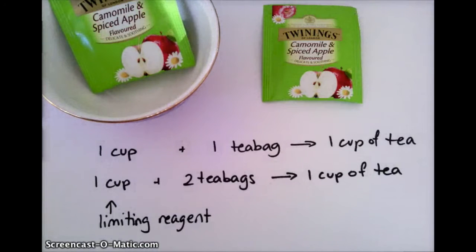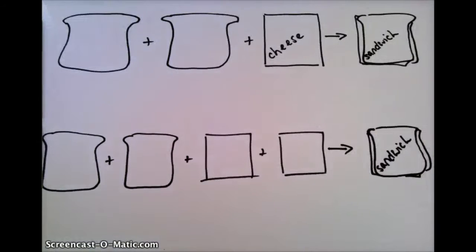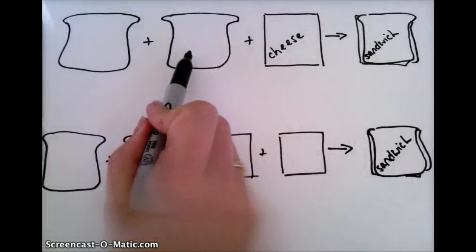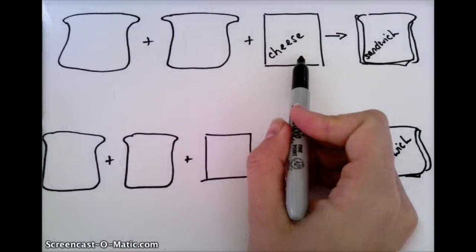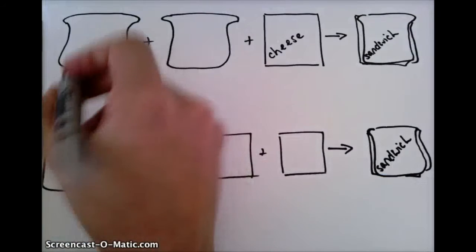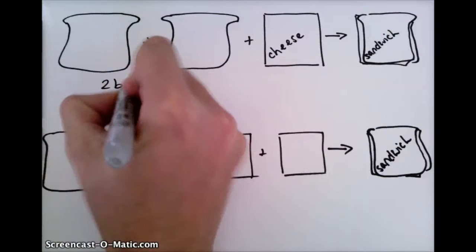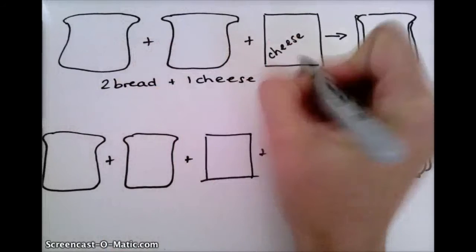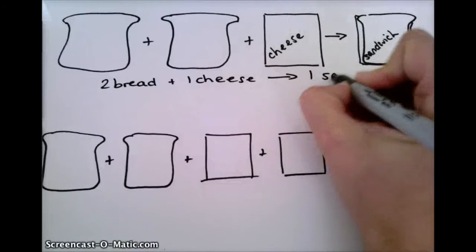So let's look at another example. In this example, I have got bread and cheese. I've got 2 pieces of bread, 1 slice of cheese, and that makes 1 sandwich. So to write a chemical equation for this, I've got 2 slices of bread and 1 slice of cheese, and that allows me to make 1 sandwich.